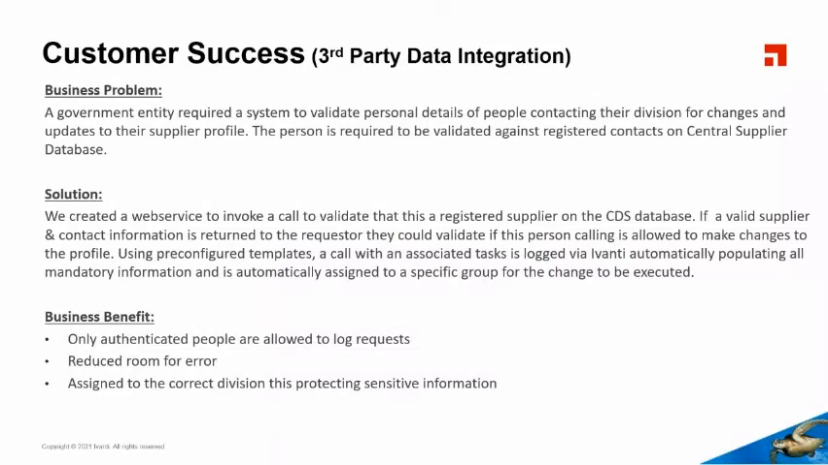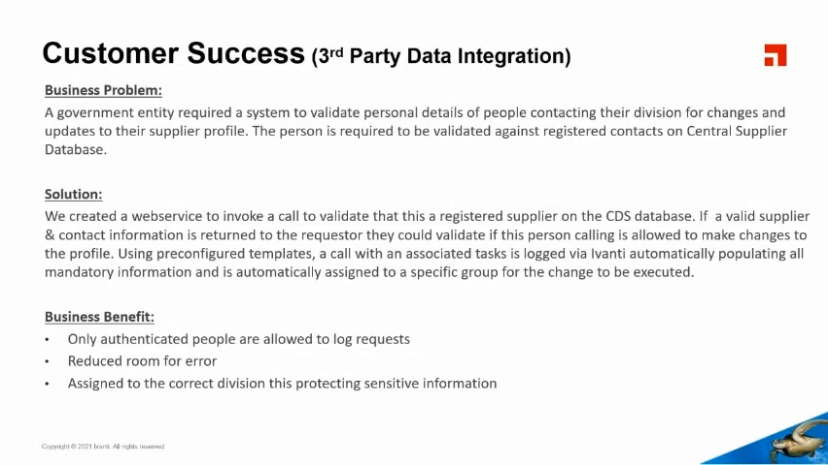Talking about some of our customer success stories and the work that we've done so far. A government entity required a system to validate personal details of the person contacting the division to update a supplier profile. The person was required to be validated against the registered contact database of the CSD. So what we've done utilizing the Ivanti platform is we've created a web-based service to invoke and validate the registered supplier on the CSD database and the contact person, so that we understood if they were allowed to make any changes, and if they were allowed, we then log the call.